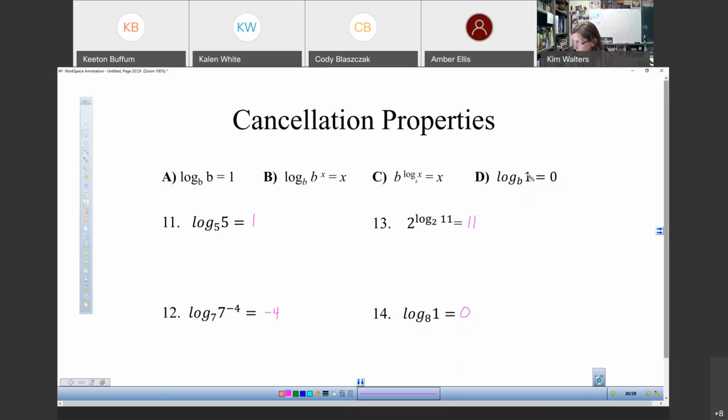It's so nice. Oh, I think it's going to rain again. Questions? Love some cancellation properties. Just make life nice.